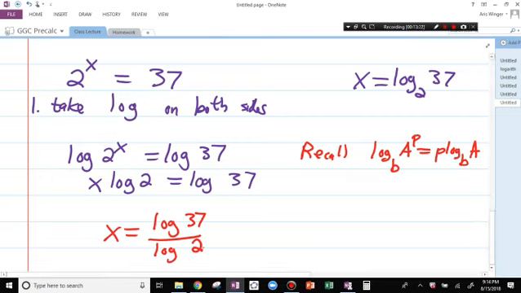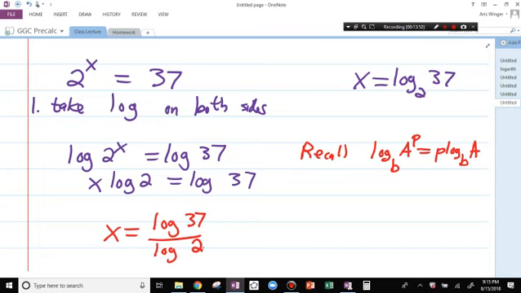Well, we know there's only one answer to this, right? And we know that that's the answer by definition. Did I do anything illegal here? No. They have to be equal. So log base 2 of 37 is the same as log of 37 over log of 2. And oh my goodness, we should notice that I chose base 10.